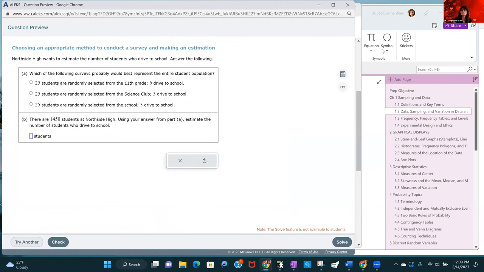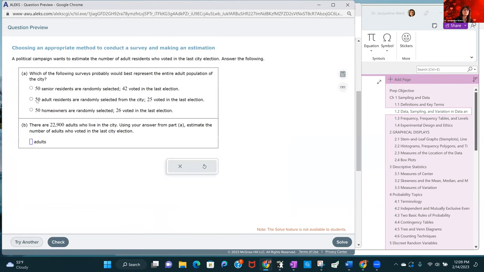Let's do another one, a different scenario though. All right, a political campaign wants to estimate the number of adult residents who voted in the last election. So which survey would best represent the entire adult population? The entire adult population. So we don't want to just look at seniors or just homeowners, right? The entire population of the city. So 50 adult residents are randomly selected and 25 voted. So what percent is that? 25 out of 50. I mean, that's half, right? Or 50%.